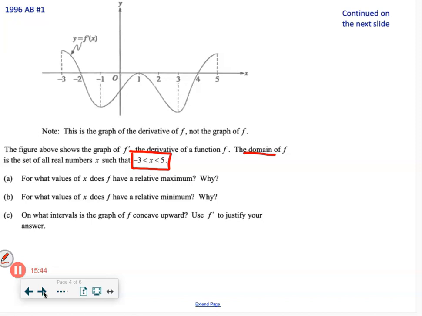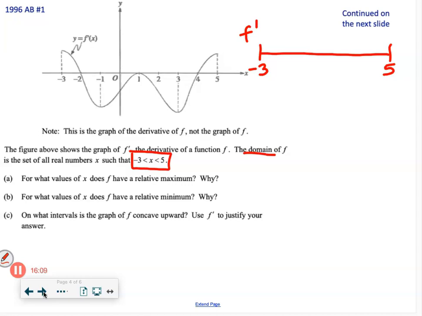So for what values of x does f have a relative max, and for what values a relative min, and then concave up. So from our graph, I'm going to go ahead and make our two sign lines. I'm going to make an f prime sign line and an f double prime sign line. Notice both of them have to be restricted between -3 and 5.